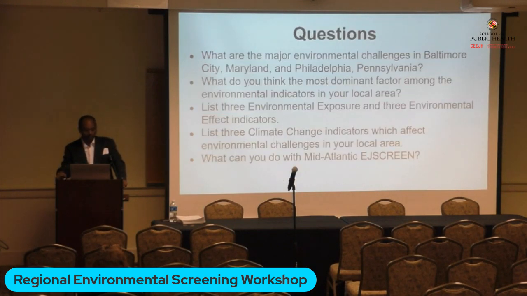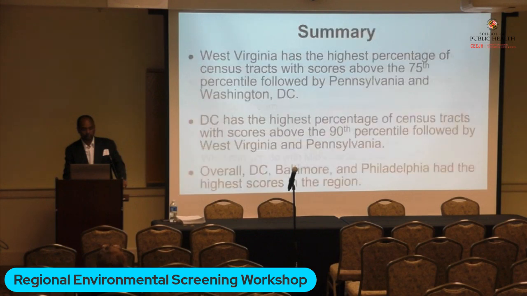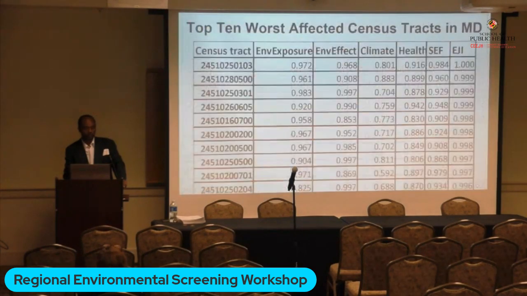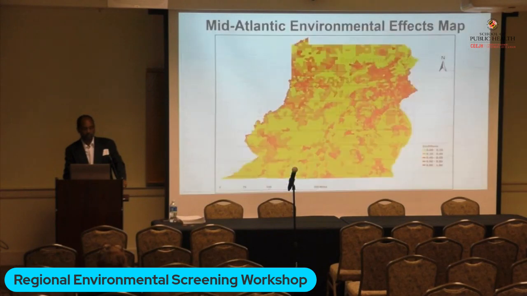I also have some questions. What are the major environmental challenges in Baltimore City and Philadelphia? What do you think are the most dominant factors among the environmental indicators in your local area? List 3 environmental exposure and 3 environmental effects indicators. List 3 climate change indicators which affect environmental change in your local area. What can you do with the Mid-Atlantic EJ Screen? If you have questions, I will stop here before I go to the website to show you. We can also answer some of the previous questions.